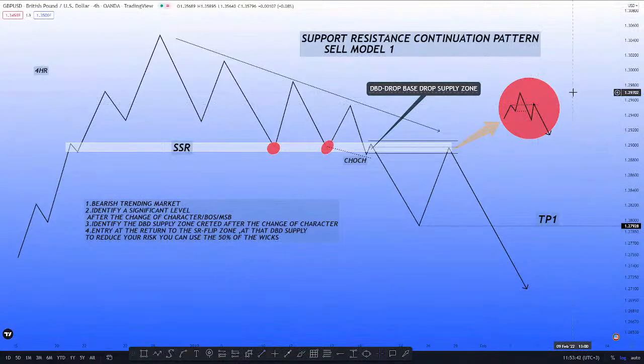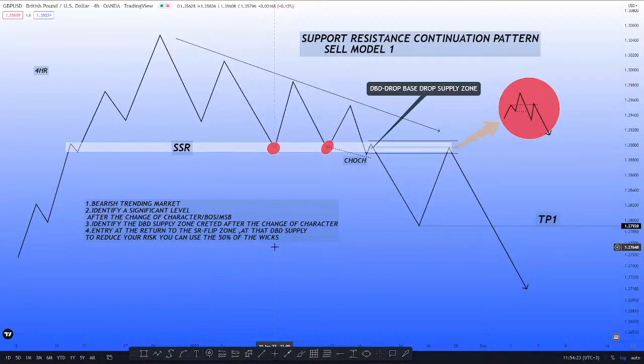Remember it's a continuation pattern, so you have to identify a trading market, which in this case is a bearish trading market. Number two, identify a significant level after the change of character. This is our significant level. Number three, identify the drop supply zone created after the change of character. It's after, so you must see a breakout, then a supply forms. Then enter at the return of the support resistance flip zone, or this drop base supply.